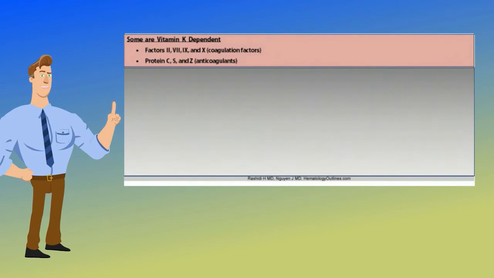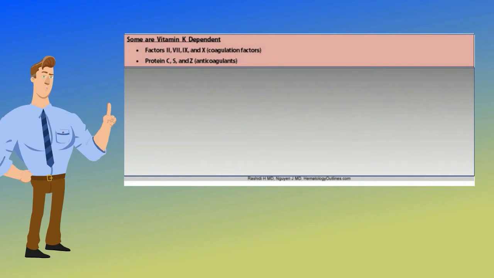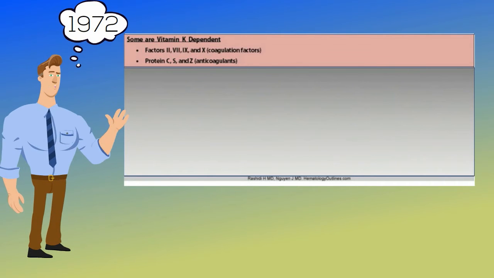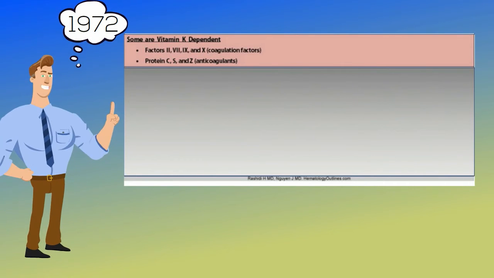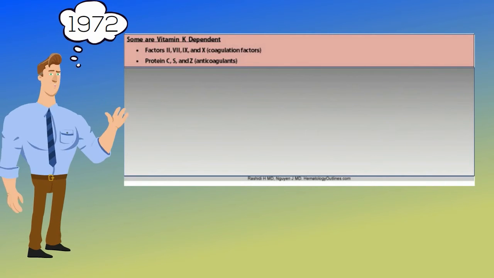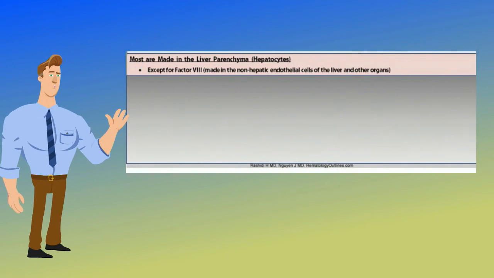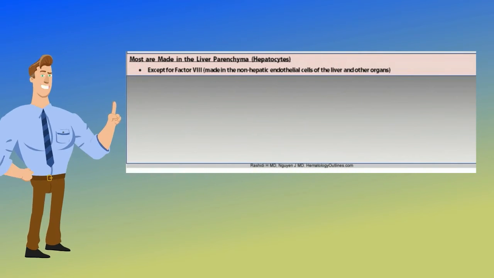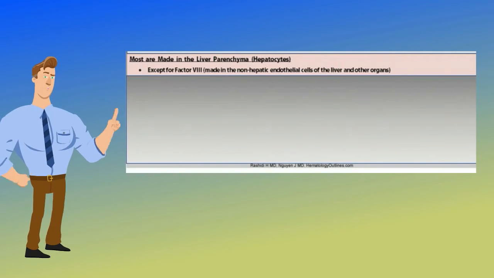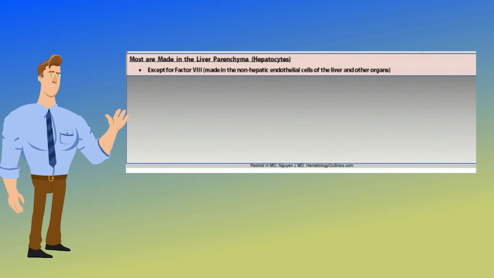The next factoid is to know which factors and anticoagulants are vitamin K dependent. The mnemonic for that is 1972, which stands for factor 10, factor 9, factor 7, factor 2, protein C, and protein S. The next fact to keep in mind is that all of these factors are made in liver hepatocytes. The exception to that is factor 8, which is made in endothelial cells and reticular endothelial cells.